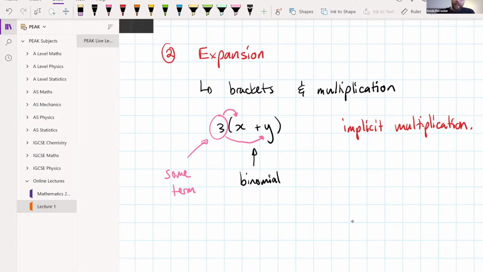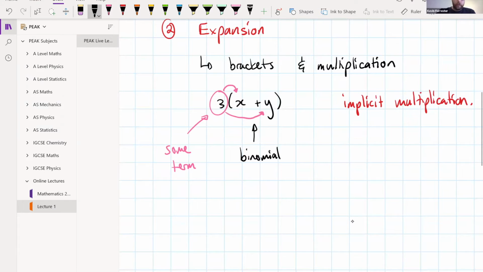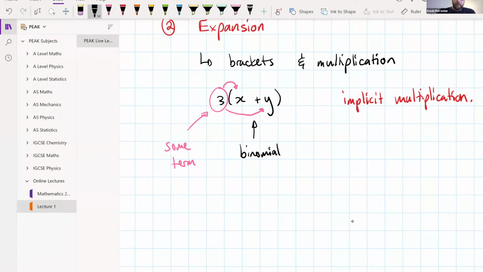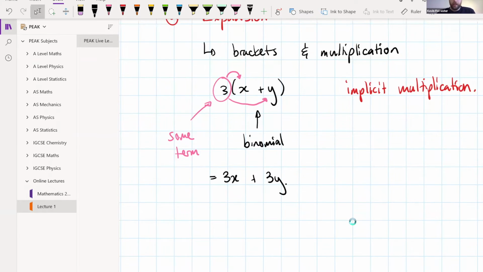So in this case, if you had like terms within your bracket, first simplify, and then you expand your bracket by doing your implicit multiplication. So this expression can be expanded to form 3x plus 3y. Pretty simple, but really effective little process. So if we look at some other examples of expansion, you can get more complex things.